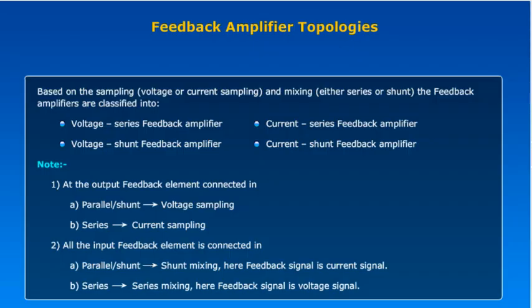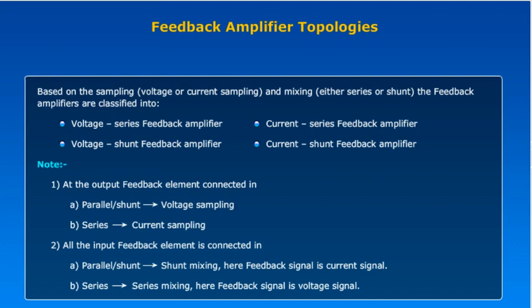So you already know that the negative feedback amplifier consists of sampling networks and mixing networks. Based upon the sampling and mixing, the feedback amplifiers are classified into four types: voltage series feedback amplifier, voltage shunt feedback amplifier, current series feedback amplifier, and current shunt feedback amplifier.